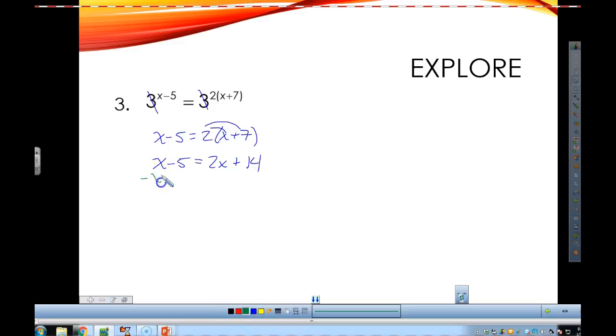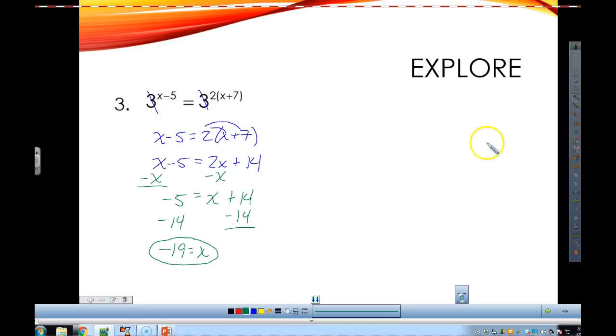I'm going to subtract x from both sides. Give me negative 5 equals 2x minus x is 1x plus 14. Final step, I'm going to subtract 14 from both sides. And I get negative 19 equals x. So again, should be pretty easy if the exponents are equal to each other.